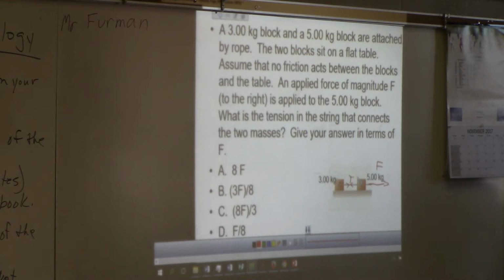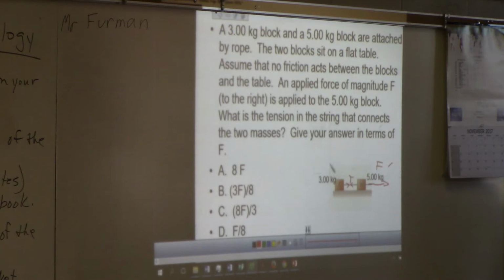Same thing holds true with blocks like this connected via strings. If it's accelerating to the right, the tension in each string is going to get progressively less and less the further you go. So we know the force F right here. We're wanting to see how the tension compares to the force F.